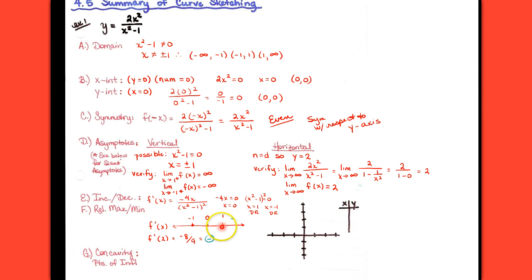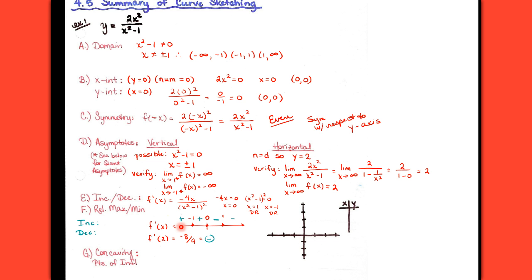What happens when I cross a double root right here at 1? Sign changes twice, so it will appear to not change at all. How about at 0 where I had a single root? Sign changes once, and then over here at -1 I had a double root. It changes twice, so it will appear to not change at all. So there's my sign graph for my first derivative.